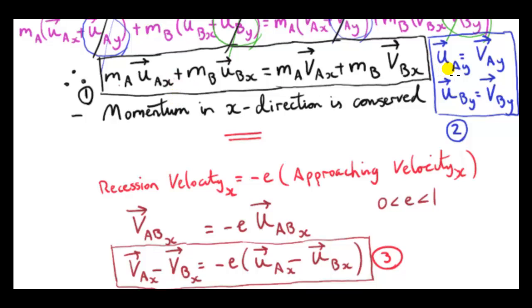So highlighted are the three facts that we need to solve oblique collision problems. We need to note that the momentum in the x direction is conserved, where the x direction is the direction along a line joining the centers of the two spheres when they collide. We need to know that the y components of the velocities of the two spheres don't change. So the y component before is equal to the y component after for each sphere. So the y component is perpendicular to the x-axis, perpendicular to the line joining the centers of the two spheres. And finally, we have Newton's law of elasticity, but applied in the x direction.